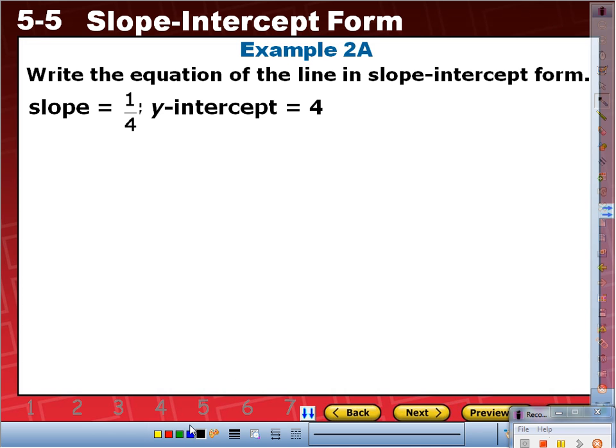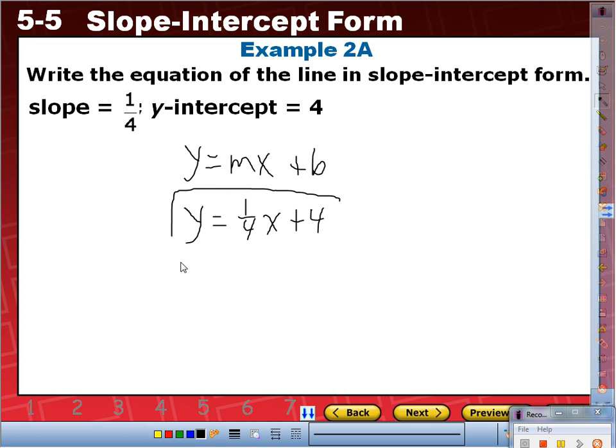So let's see. Help me with this one, please, Ash. What do I write? Y equals mx plus b. And then y equals 1/4 for m, x, and then plus 4. Thank you. That is correct. And we're done. That's how you write your equation. And on this one, it's only to write the equation. Are they asking us to graph?